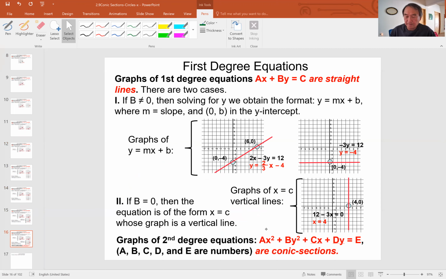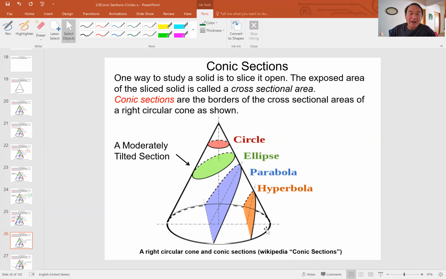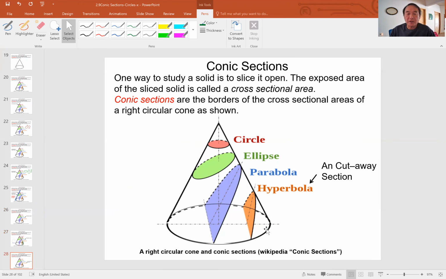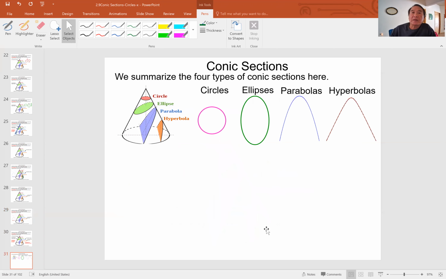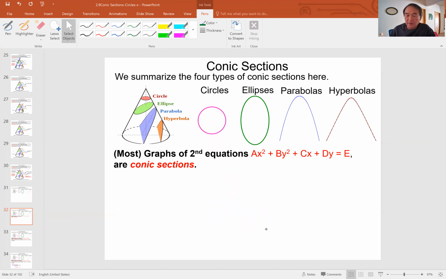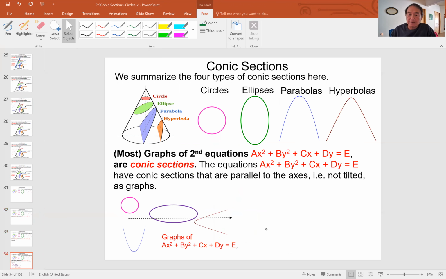And how do we identify which type is which, and how do we graph? What's the relationship between the second degree equation and these different types? There are four different types here, and how do I relate the equation to the four different types? And this is what we're going to do. And it turns out all the algebra is based on one trick, okay? Here's a summary of the four different types.